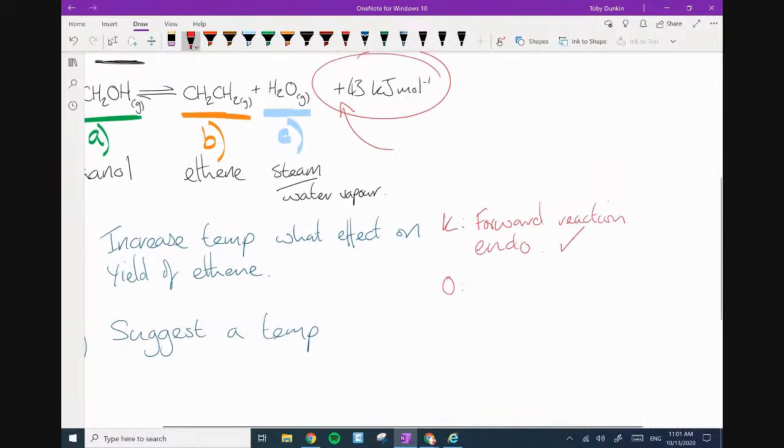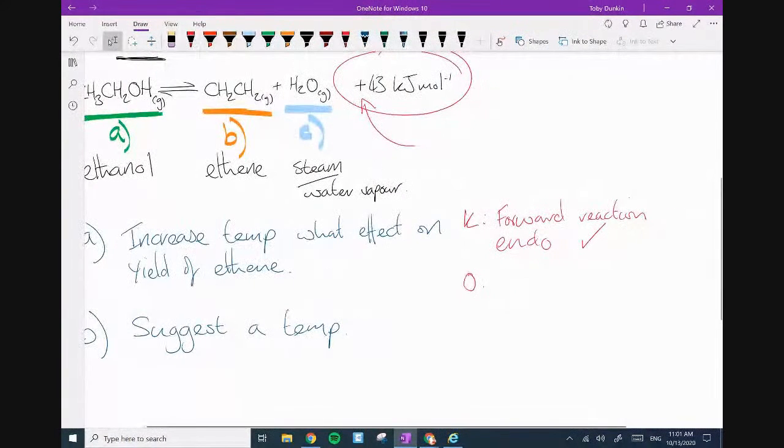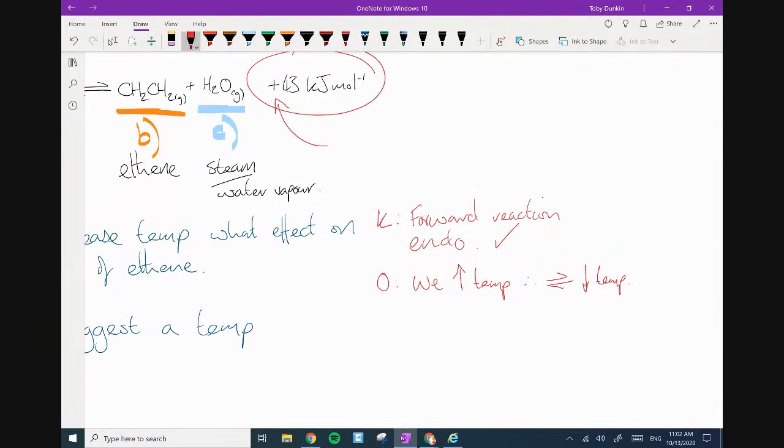Oppose. Right, hang on. What did we do? Increase temp. So we increased temp. Therefore, equilibrium will reduce temp. I like it. Next, favor. How's it going to do that? It wants to lower the temperature. There we go. Equilibrium will decrease temp. Yes. Favor endothermic. Spot on.